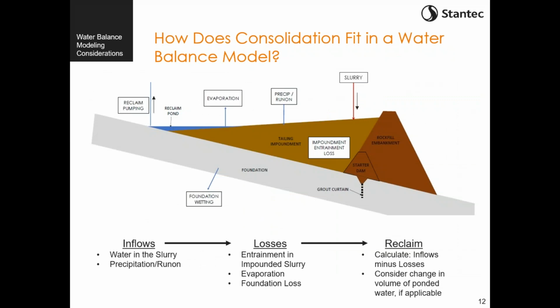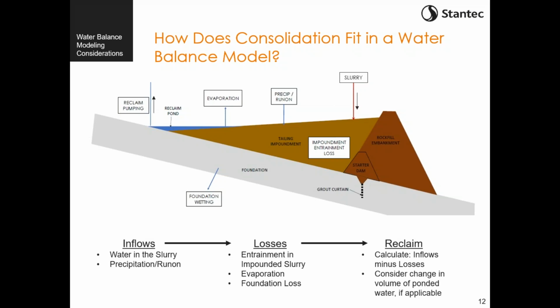Now, moving on to just a general schematic of a water balance. Let's see how consolidation fits into our calculations. So first of all, a water balance on the most basic level is really nothing more than addition and subtraction, right? We have our inflows that we estimate, we have our losses that we estimate, and the amount of water that we have available for reclaim is just simply the difference between them. You may have to consider change in storage of a reclaim pond or something along those lines, but ultimately it's simple addition and subtraction. Now, calculating these flows could be a little bit more difficult, but that's something that we'll leave for another day, I think.